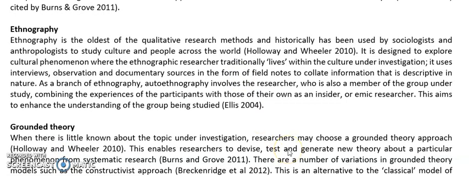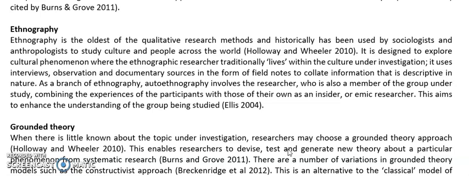Ethnography. Ethnography is the oldest of the qualitative research methods and historically has been used by sociologists and anthropologists to study culture and people across the world (Holloway and Wheeler, 2010). It's designed to explore cultural phenomena where the ethnographic researcher traditionally lives within the culture under investigation. It uses interviews, observation, and documentary sources in the form of field notes to collate information that is descriptive in nature.